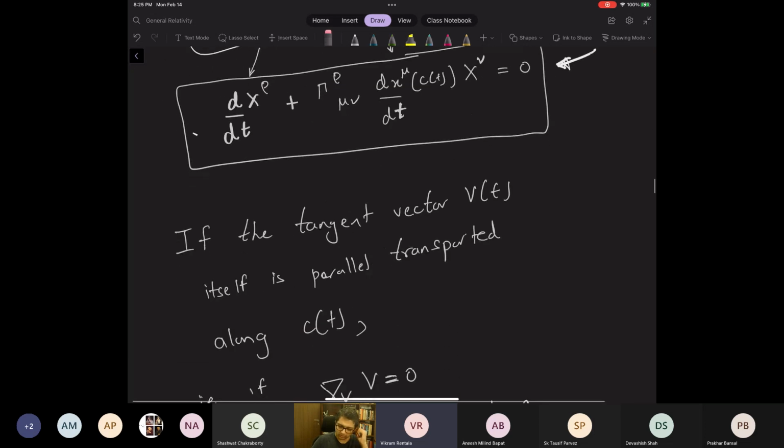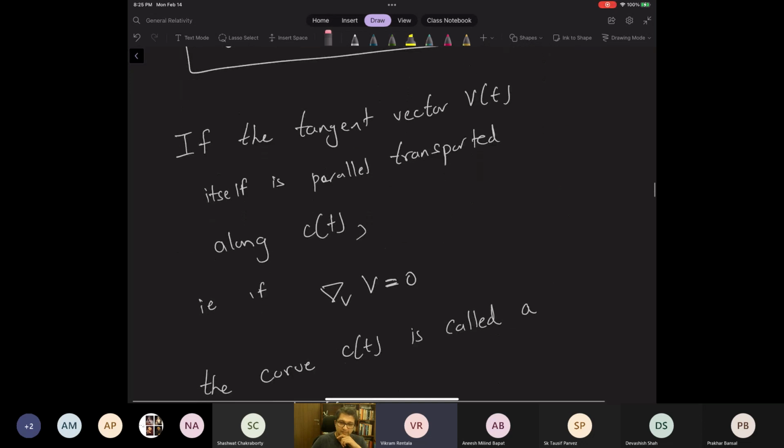Okay, so now we come to the idea of what is called a geodesic. So if you have this curve and you have these tangents, you ask the question: is the tangent vector vt itself parallelly transported? What does it mean to parallelly transport?